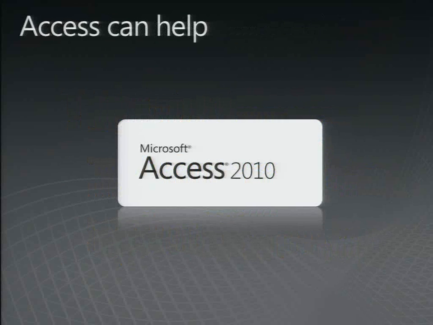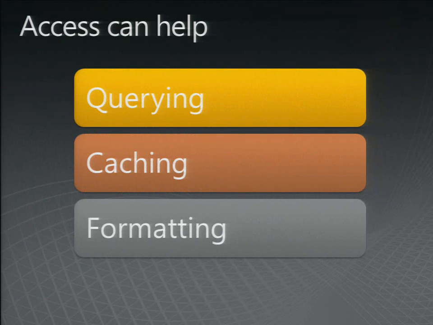Now, Access can step in here and help. Access has a very powerful query engine that enables you to do joins, filters, sorts, grouping, aggregates, and really handles one-to-many data, parent-child data, master-child data, very well. Access has a caching layer that addresses the limitations of SharePoint query, because we have our own cache that we pull SharePoint data into. And finally, Access has a report designer that's very flexible and allows you to very quickly build very customized reports to meet your needs.